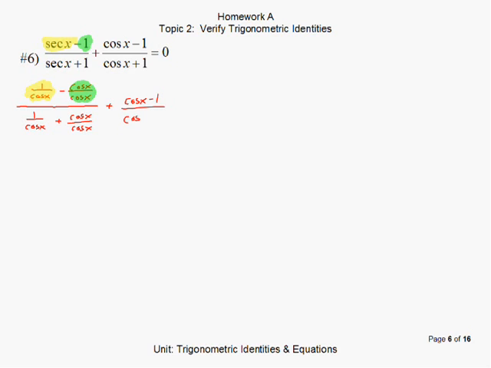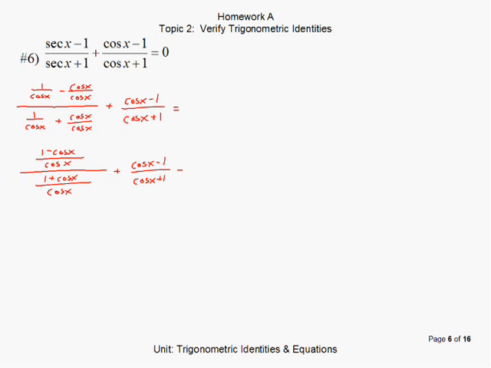The right fraction I'm not going to change, because it's pretty simple the way it is. Once you have common denominators, you subtract the numerators. So we got 1 minus cosine over cosine of x. On the bottom, we got 1 plus cosine divided by cosine of x. The right fraction stays the same.